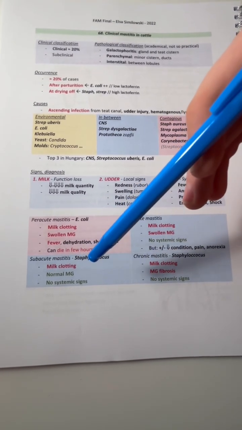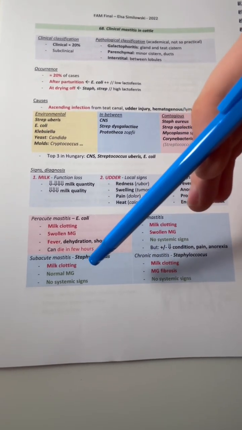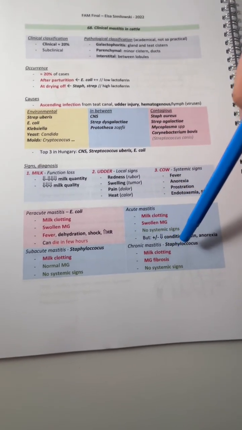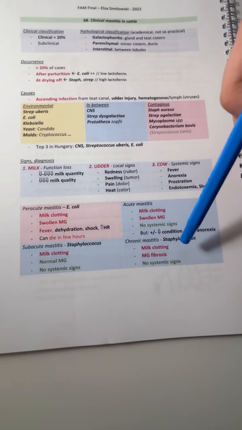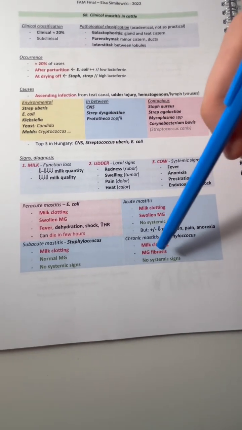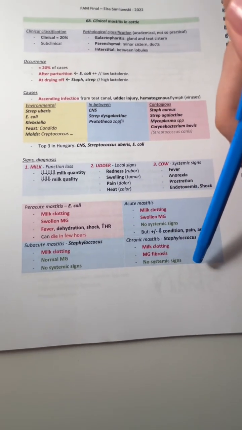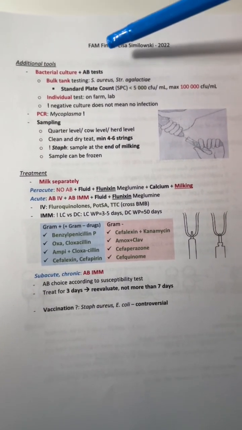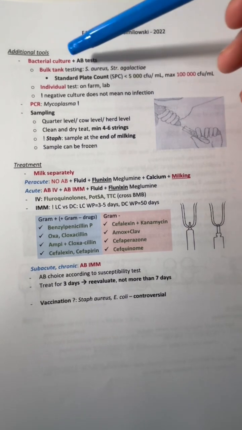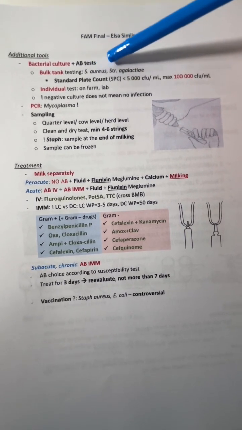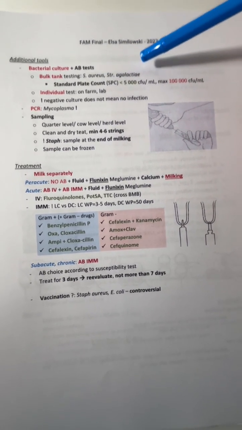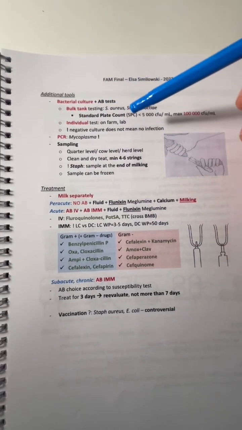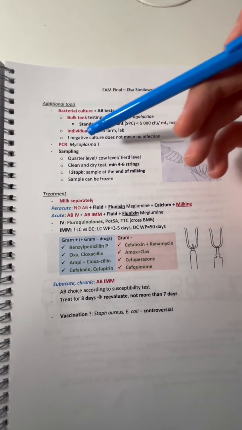There will be milk clotting, but the mammary gland will be normal and there will be no systemic signs. And in chronic mastitis, this is also caused by Staphylococcus. There will be milk clotting, but there will also be mammary gland fibrosis and no systemic signs. Additional tools we can use for mastitis are bacterial culture and antibiotic tests. We can also have the bulk tank test for Staphylococcus aureus and Streptococcus agalactiae, as well as using a standard plate count. Or we can do an individual test on the farm, and we can do a PCR for Mycoplasma.